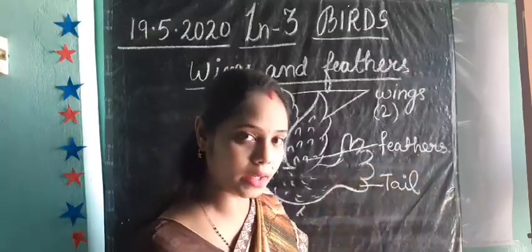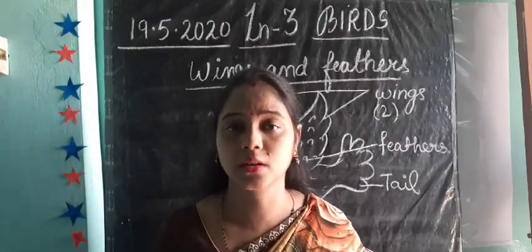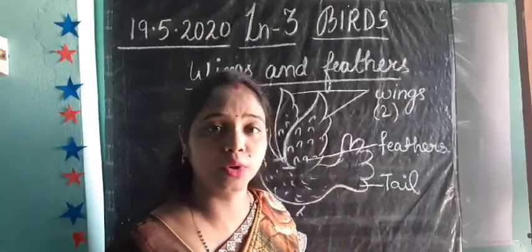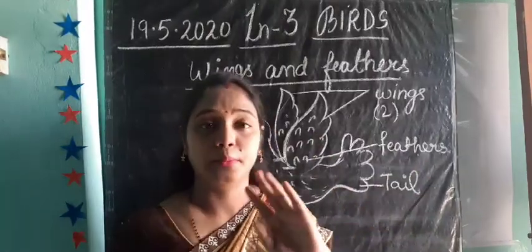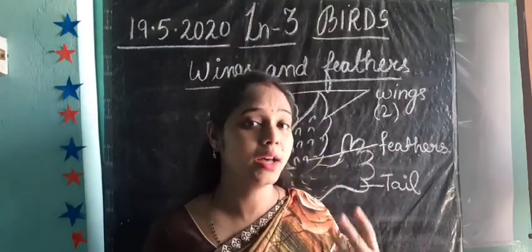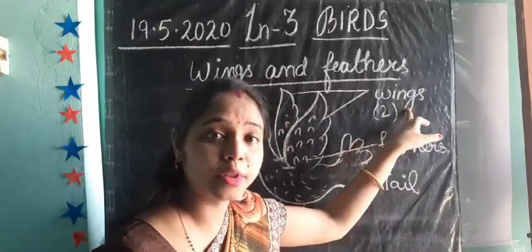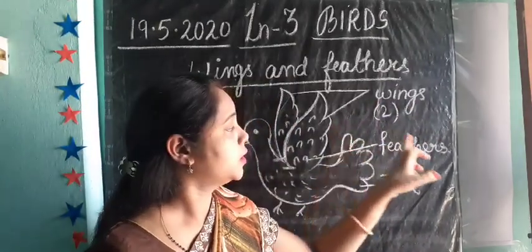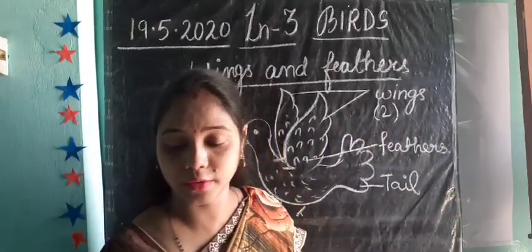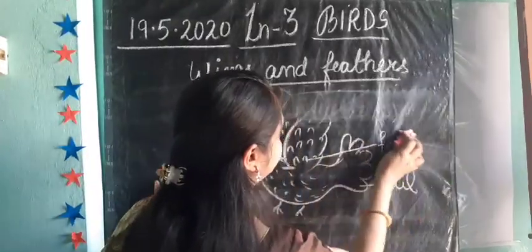Wings are 2 in number, but feathers are many. Our body is covered with skin. Animals' bodies are covered with fur. So a bird's body is covered with feathers. There are 3 types of feathers. Here wings help the bird to fly, and feathers help in many ways. So here we will see how the feathers help the birds.